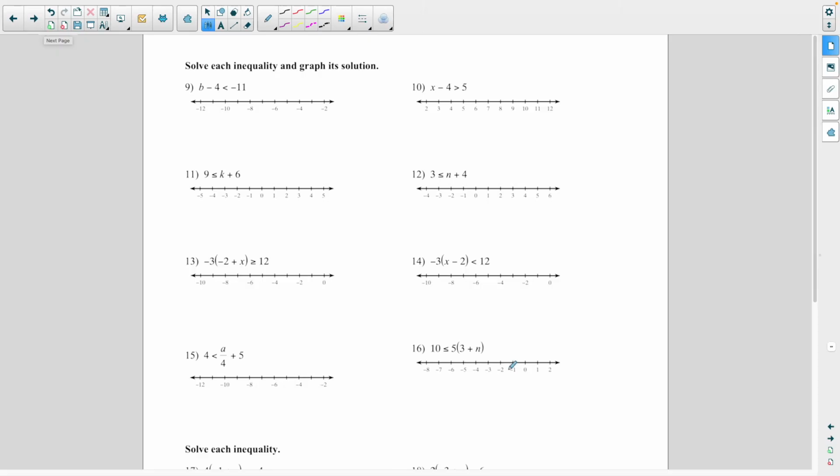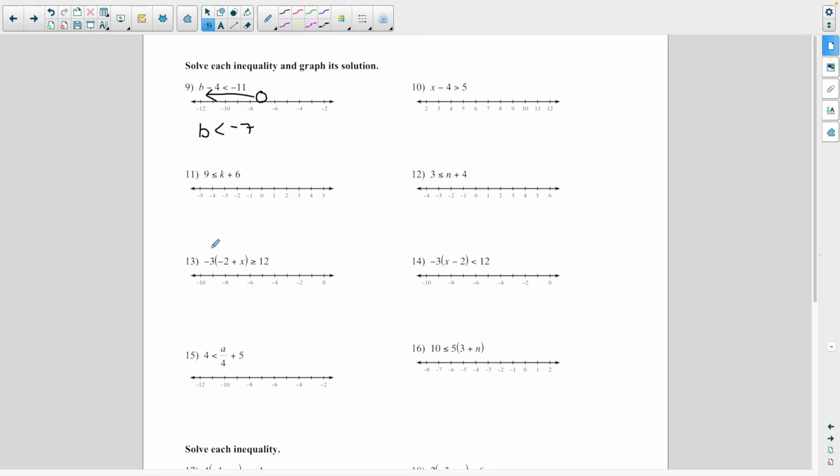Solve each inequality and graph its solution. Just going to do a couple. Add 4 to both sides, so b would be less than negative 7. We go to negative 7. It is an open circle because it's only less than. And because it is less than, we arrow to the left.